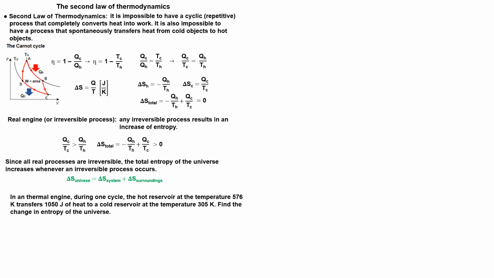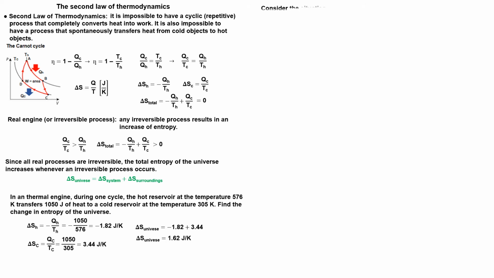We first calculate the entropy change of the hot reservoir. As the heat leaves the hot reservoir, its entropy decreases. We now calculate the entropy change of the cold reservoir. When the same heat enters the cold reservoir, its entropy increases. We now sum these contributions to obtain the entropy change of the universe. Let's see another example.